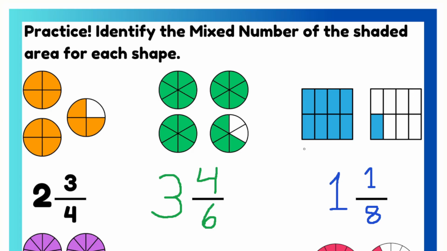Then over here we have 1 whole square, along with another one that just shows 1/8. So this as a mixed number would be 1 and 1/8.